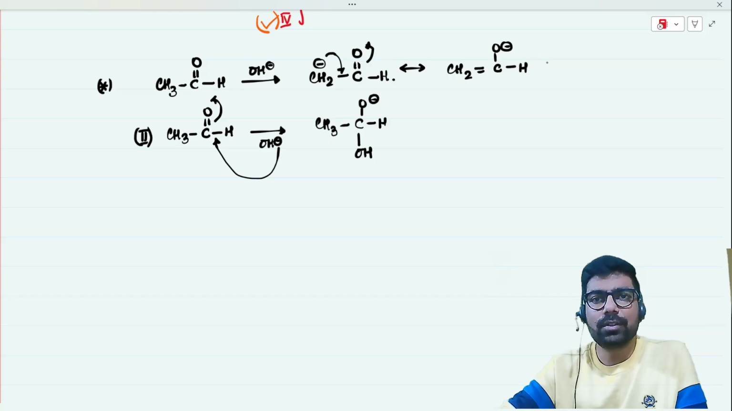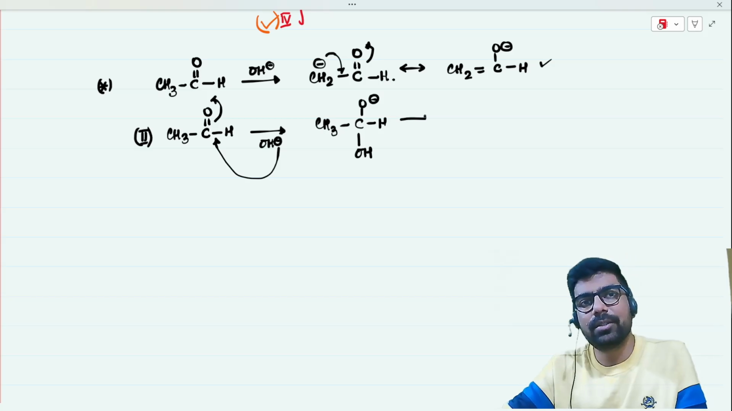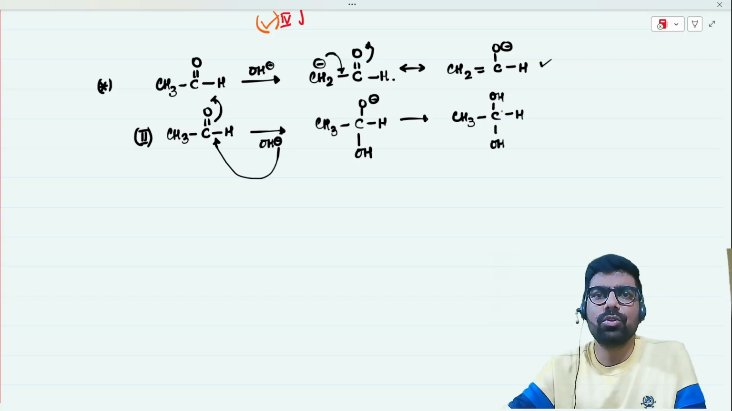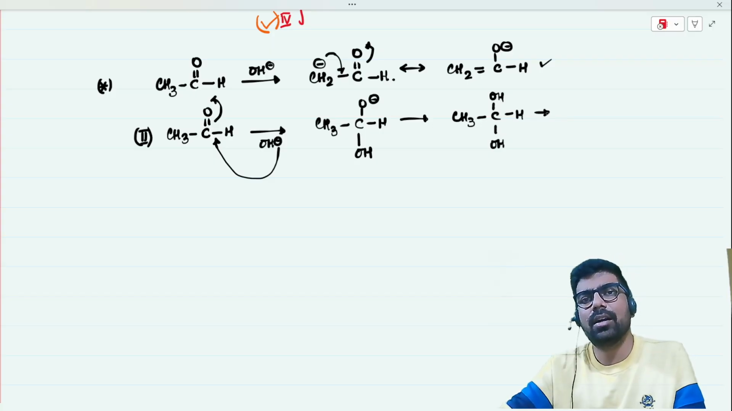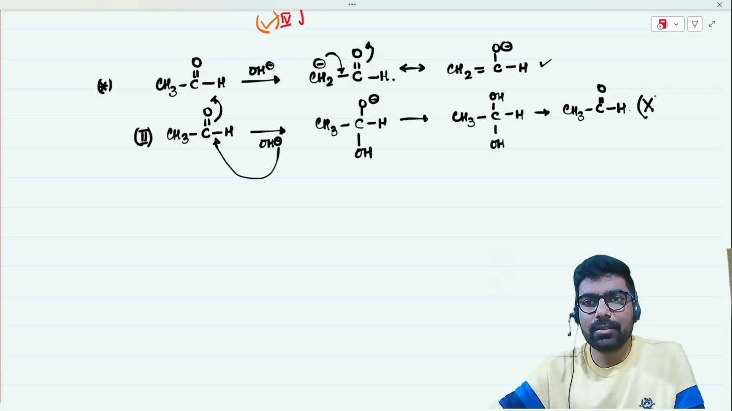So therefore the first one is more favored. What will be the future of this one? Why will the reaction take place? In presence of H2O, we will have something like this, CH3 CHOH CHOH H. This is a 2-OH diol. Diols are again unstable. Again unstable, it breaks down to give out water, and again we will have CH3, C double bond O and H. So we are getting back the reactant only. So therefore this mechanism is not favored.